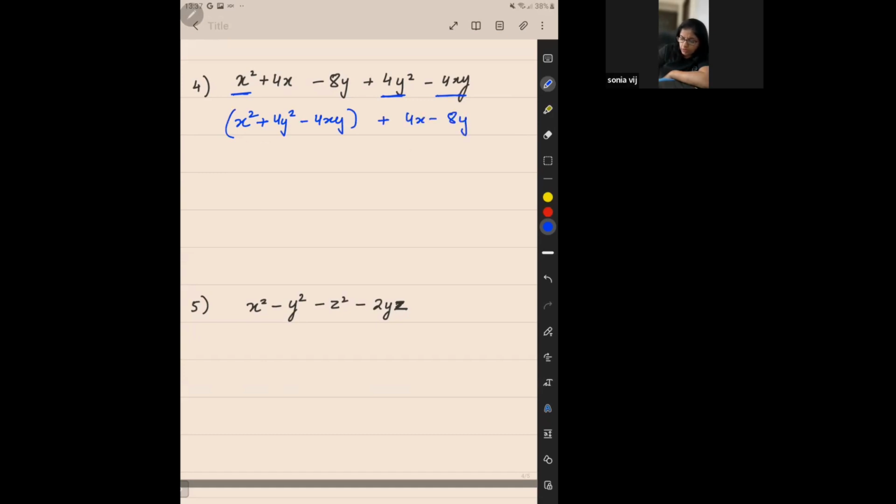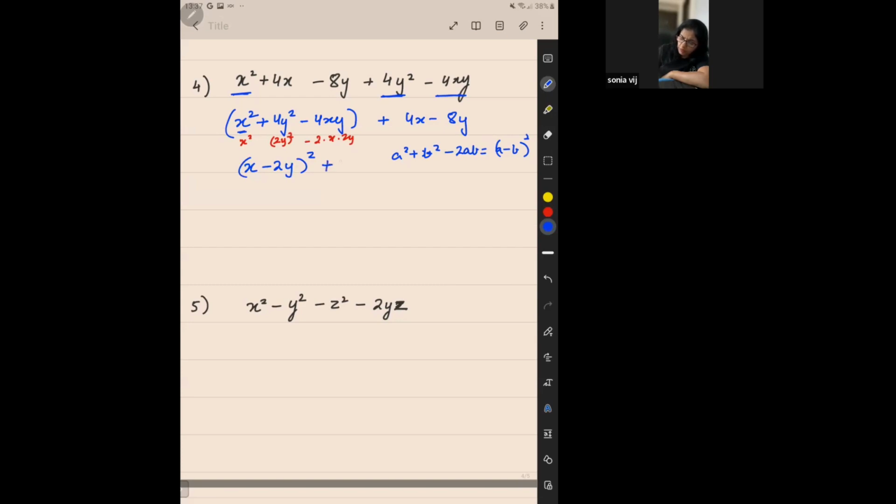Now here I can use the identity a square plus b square minus 2ab is equal to a minus b whole square, because this is a square term. I'll see this in my mind. This is a square term. This is also a square term. And this is of the form minus 2 into x into 2y. I'm convinced that the identity is being used. So I'll write here x minus 2y whole square.